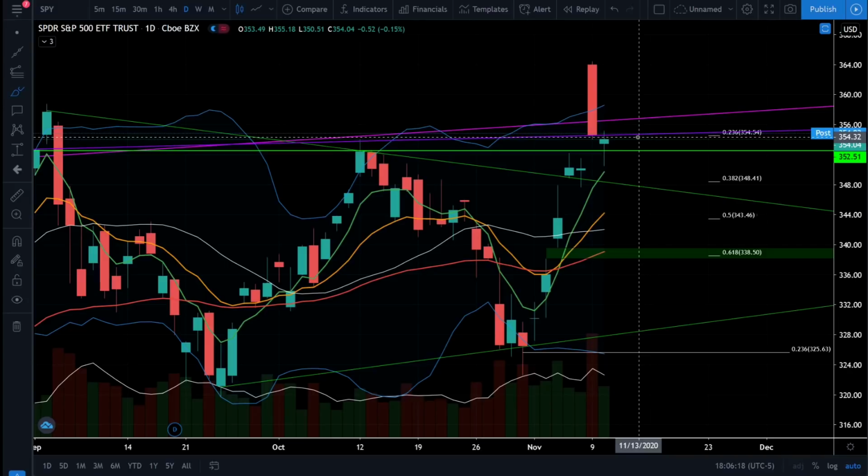I know that's hard for a lot of you bears to fathom, especially with everything that's going on in the world right now, but we're following the technicals and we're not being biased. We're looking at the price action and we're looking at the trends, and everything is pointing to bullish right now.